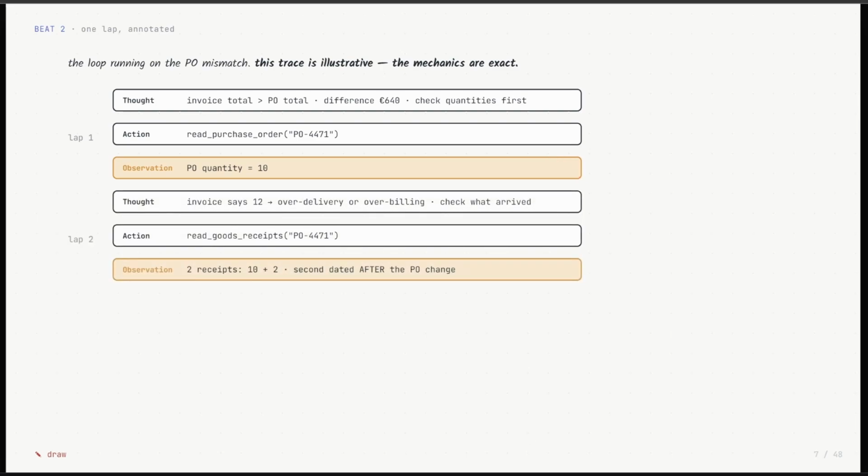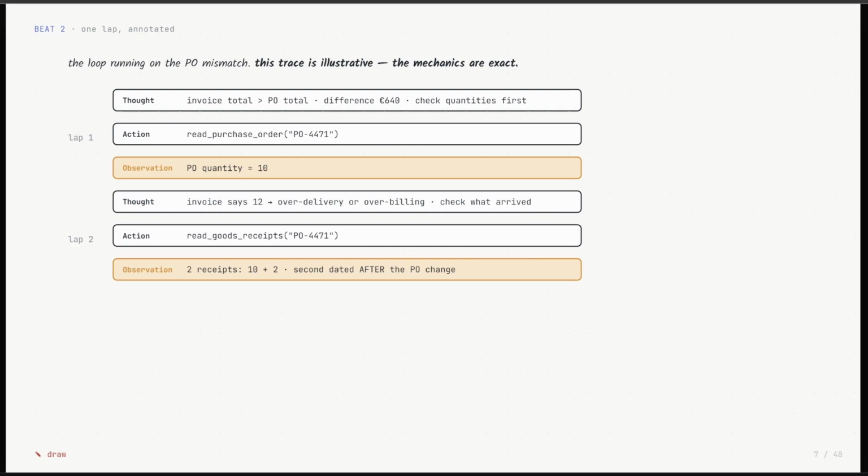Okay, life is good. Second lap, you have the thought. The thought says, okay, the invoice says 12, so this is either over delivery or over billing. So you have the PO and the invoice, there is a mismatch between them, and you need to investigate, right? Check what arrived to know if it's over delivery or over billing. So the action is to read the goods receipts. After that, you're going to be like, okay, we have this information here, we have the information here, and now the final observation.